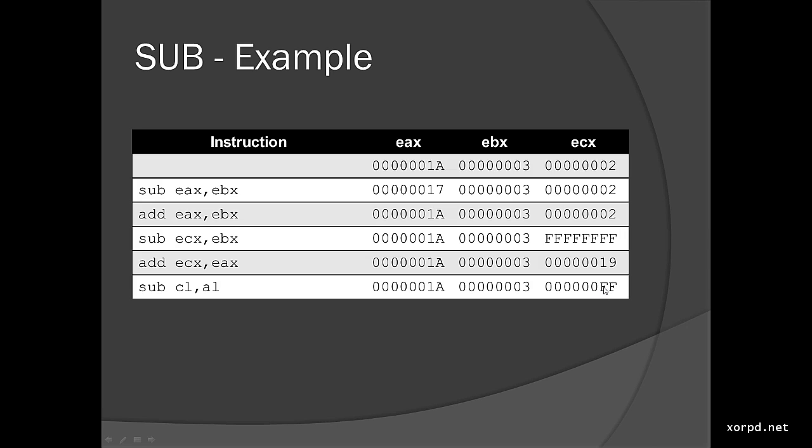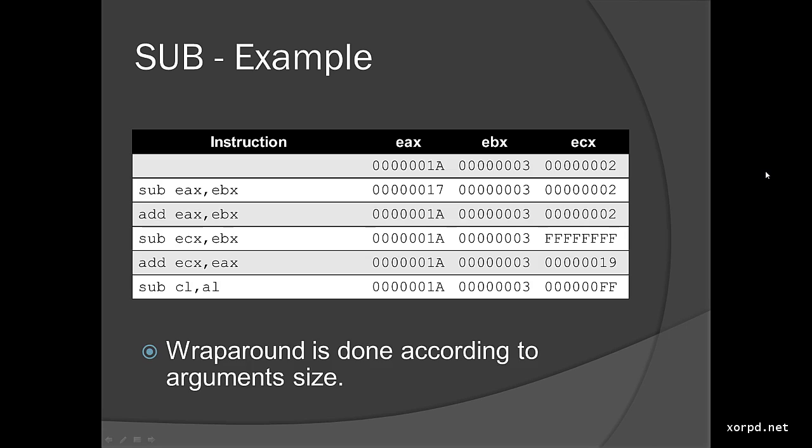It is very important to note here that the wraparound was only of size 8 bits. For example, we didn't get F's all over the place, only for the lowest 8 bits, because the two arguments were of size 8 bits. Remember, wraparound is done according to the argument size. This is both true for the add instruction and also, as we see here, for the sub instruction.